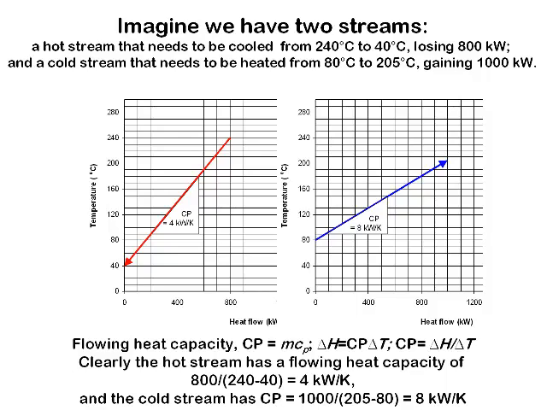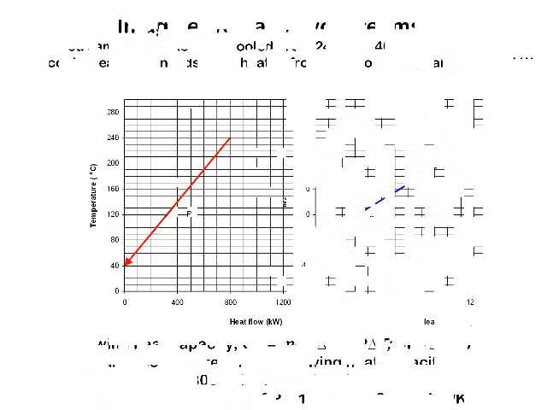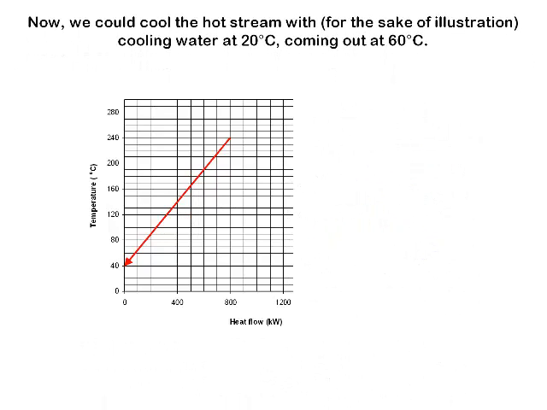And we remind ourselves that the larger the flowing heat capacity, the smaller the slope of the line on a temperature enthalpy diagram, because a larger flowing heat capacity means a smaller temperature change for a given amount of heat input. So there's our two streams, our hot stream that needs cooling, our cold stream that needs heating. Now we could cool the hot stream with, for the sake of example, cooling water at 20 degrees. Let's imagine our cooling water comes in at 20 degrees and we're going to set it up so that it comes out at 60 degrees Celsius.